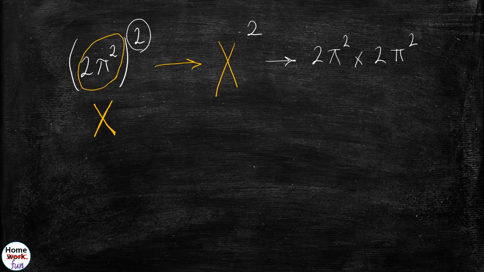Great, let's do that. So you get 2 times 2, so that's 4, pi squared times pi squared. The bases are the same. The bases are pi, and we can add up the exponents together. 2 plus 2, that's 4.